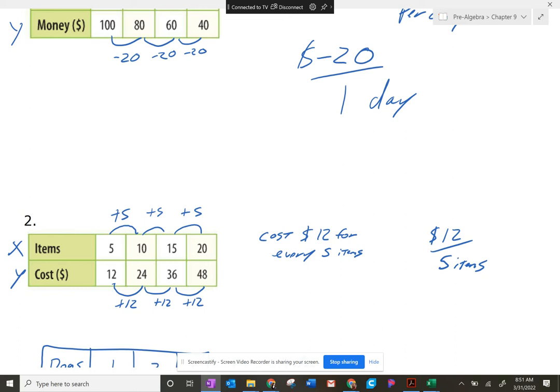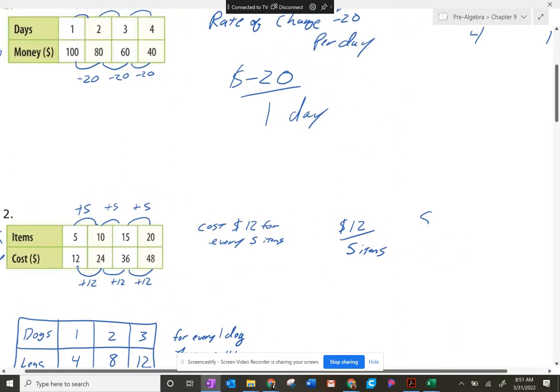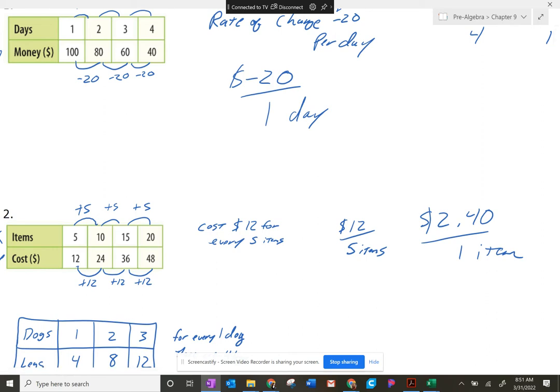Okay, so if I divide both the top and the bottom by 5, I get, so I'll make it a little bit bigger. I get 2.40, so $2.40 for every 1 item. Okay, now I don't have to buy in multiples of 5. I can buy a single item and know exactly how much I'm going to have to owe them.